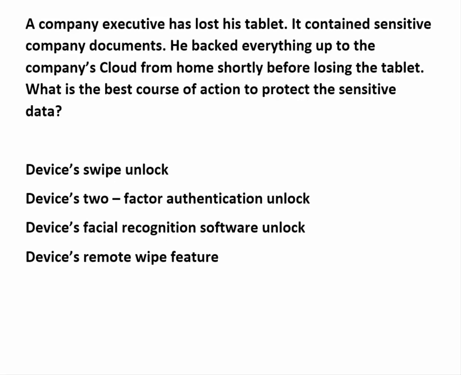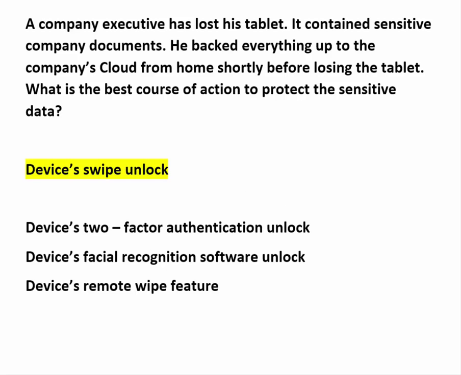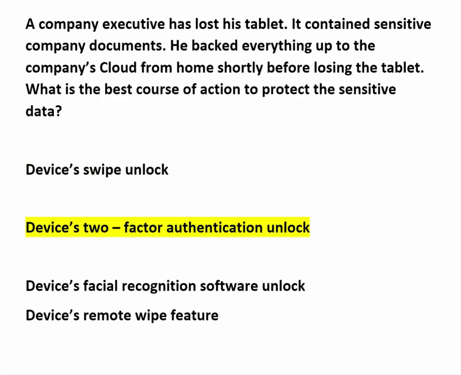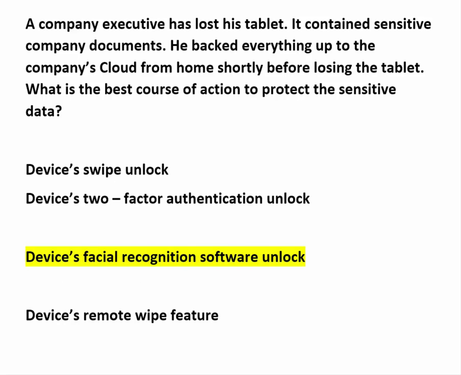The first choice is use the device's swipe unlock. This will slow the access to the data, but is not 100% foolproof. Next is the device's two-factor authentication. This better protects the contents, but a skilled hacker will still get in. Next is use the device's facial recognition software to unlock. This also better protects the contents, but a skilled hacker will eventually get in.